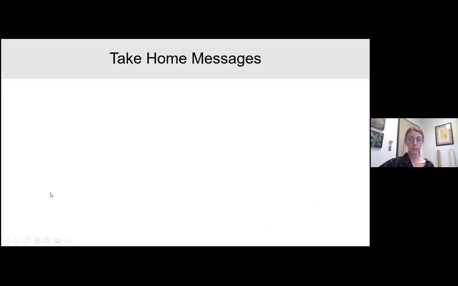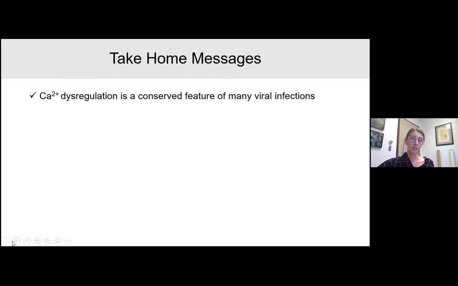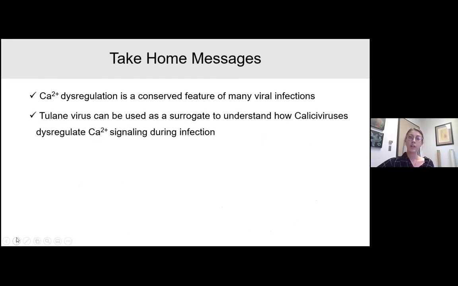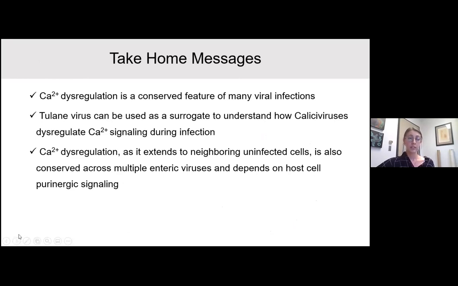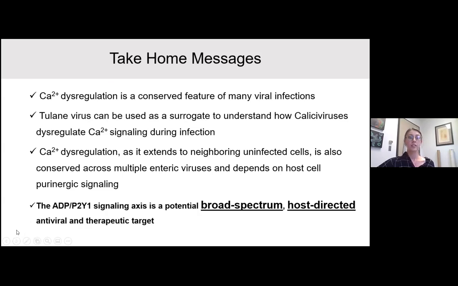So the take-home messages from my talk today have been that calcium dysregulation is a conserved feature of many virus infections and many enteric virus infections. That Tulane virus is an important model system to understand how caliciviruses can dysregulate calcium signaling. That calcium dysregulation, particularly as it extends to neighboring uninfected cells, is also conserved across multiple viruses and depends on host cell purinergic signaling. And finally, this is important because the ADP P2Y1 signaling axis is a potential broad-spectrum and host-directed antiviral and therapeutic target.